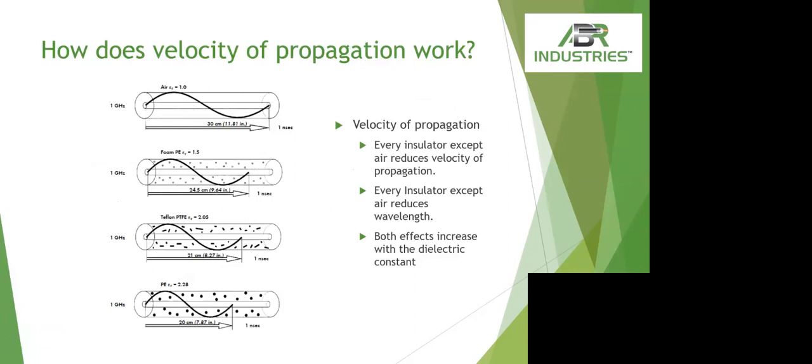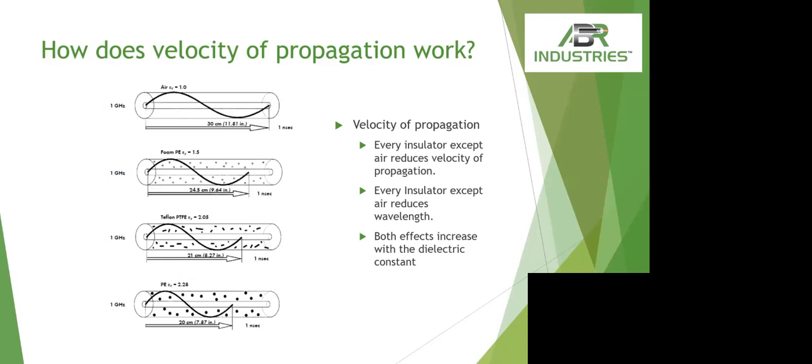Velocity of propagation helps us understand the loss characteristics of a coaxial cable. Every insulator except air reduces that velocity. Also, every insulator except air reduces the wavelength. So both effects are dramatic when you look at the dielectric constant. For the first picture, you can see we've tested all of these cables at 1 gigahertz. For air, it would take 1 nanosecond to travel 1 full wave. We look at the foam dielectric, it's at 1.5, and that changes that spacing down to 24.5 centimeters. Teflon PTFE typically runs a little bit less at 21, and solid poly is at 20.